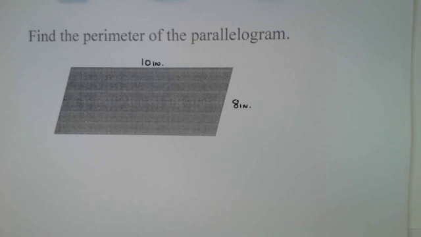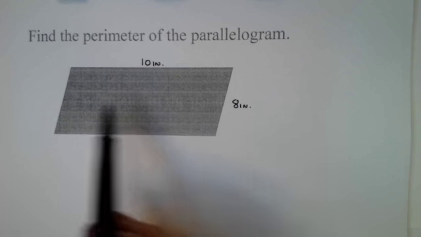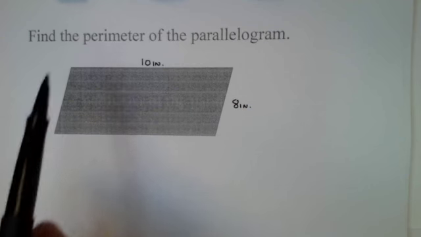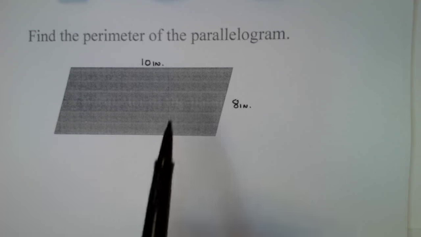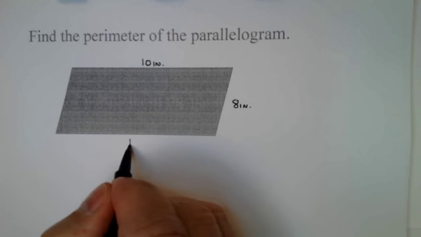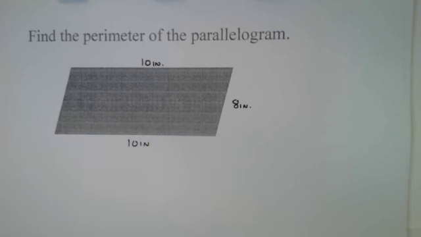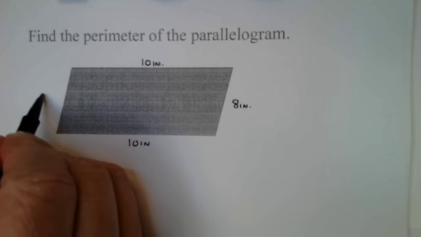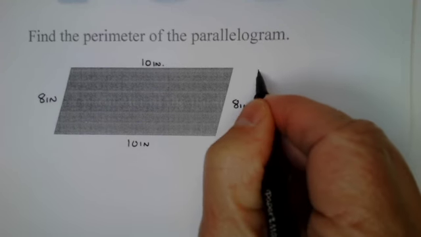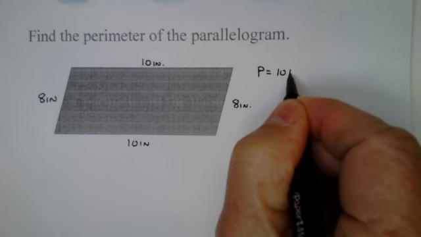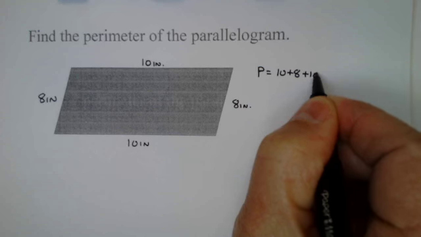I need to find the perimeter of this parallelogram. What do we need to remember about the sides of a parallelogram? Opposite sides are the same. So if they give you a picture like this and it only gives you these two numbers, you can fill in the other numbers. If this one is 10 inches, this one at the bottom is 10 inches. If this one over here is 8 inches, then this side over here is 8 inches.